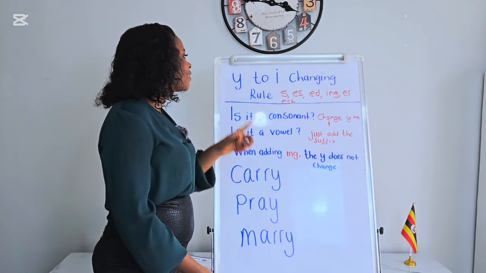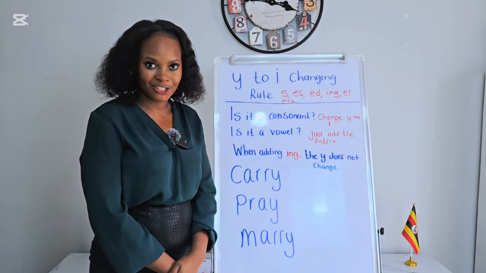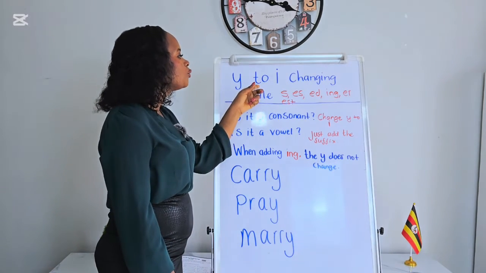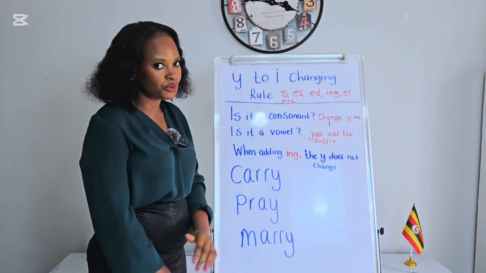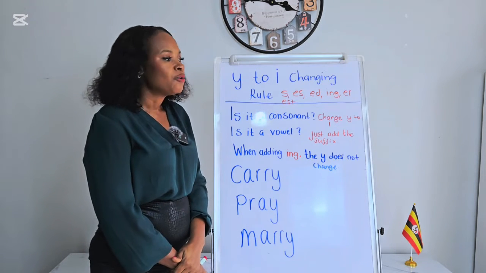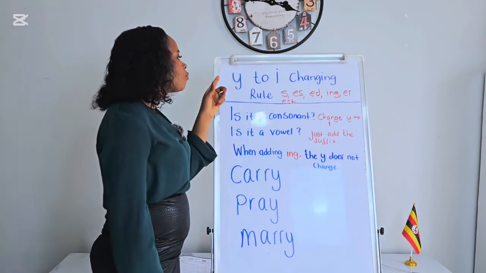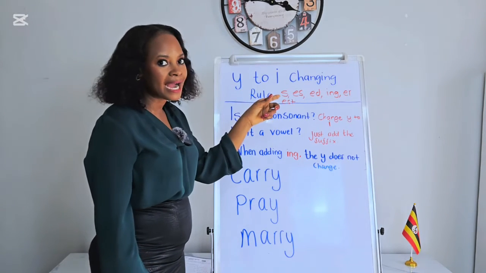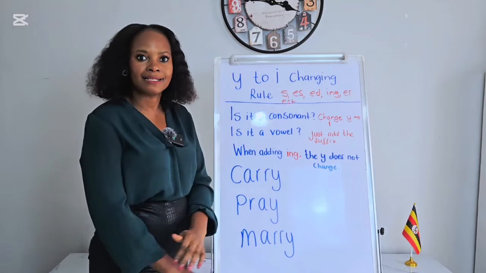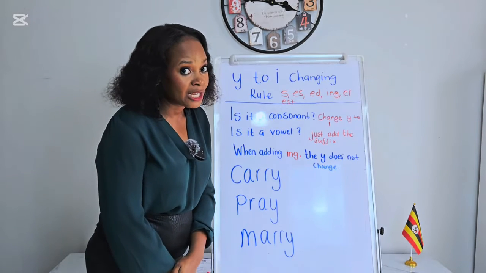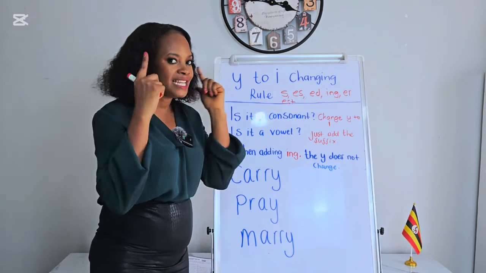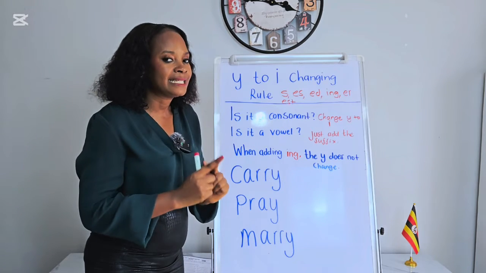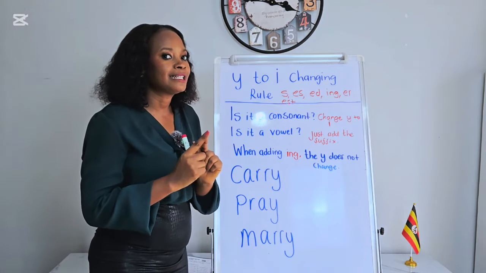In today's lesson, we are going to learn a new spelling strategy. We are going to learn the Y to I changing rule. What does that mean? We are going to learn when we change the letter Y to I before we add the suffixes. Remember what I told you about suffixes? We need to remember them. We need to know them because they really determine how we spell certain words.